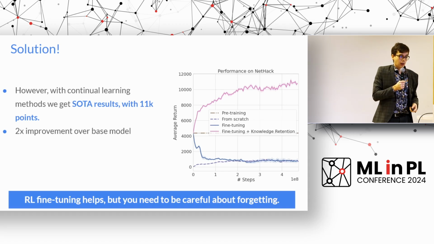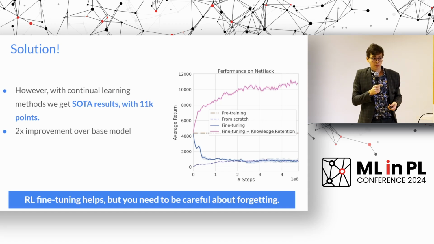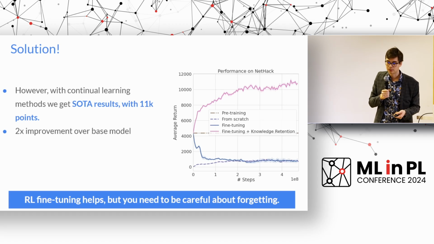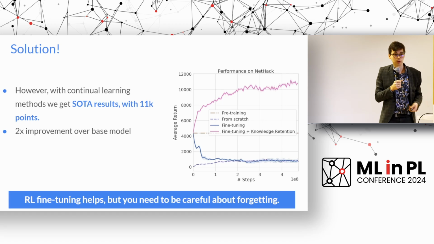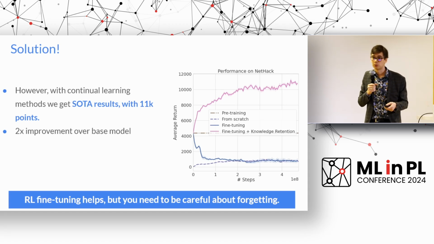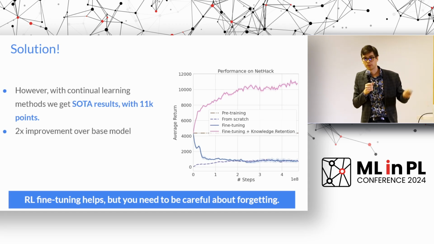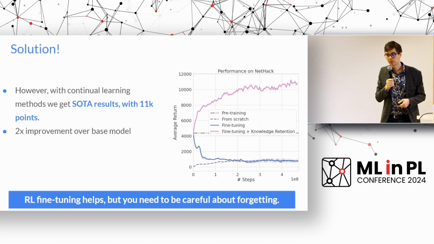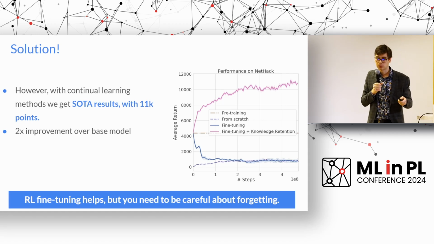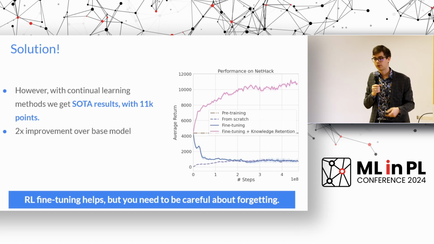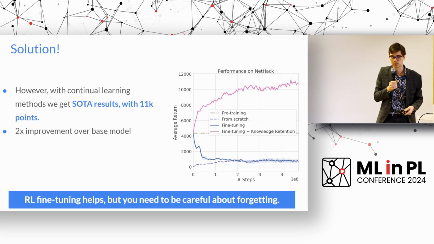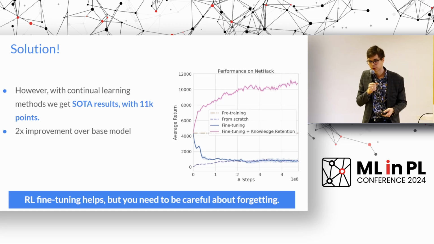And I would say that the main takeaway from my talk is that reinforcement learning fine-tuning can really help. In some situations, it can really elevate your pre-trained model to some previously unseen performance. But if you want to do this, you have to be very careful about forgetting. If you are not, then you get the blue curve, and it's not even better than a model trained from scratch. Okay, so that's the main takeaway.